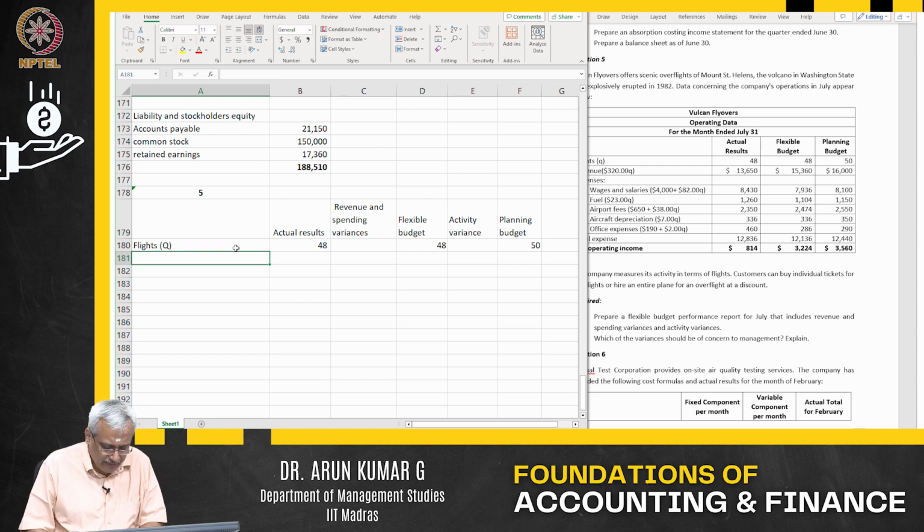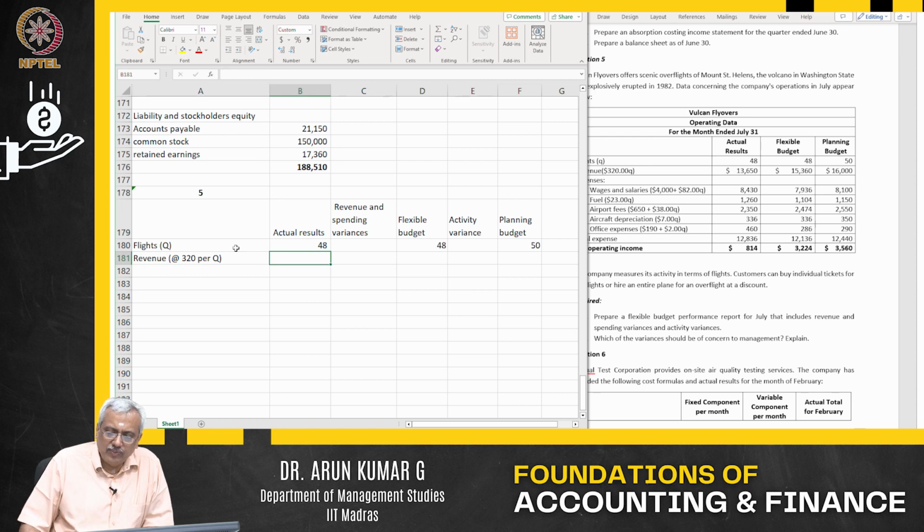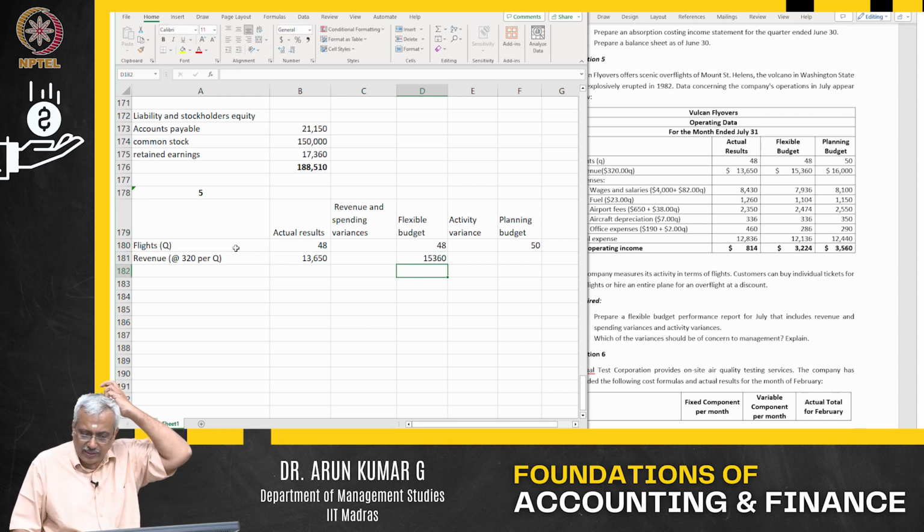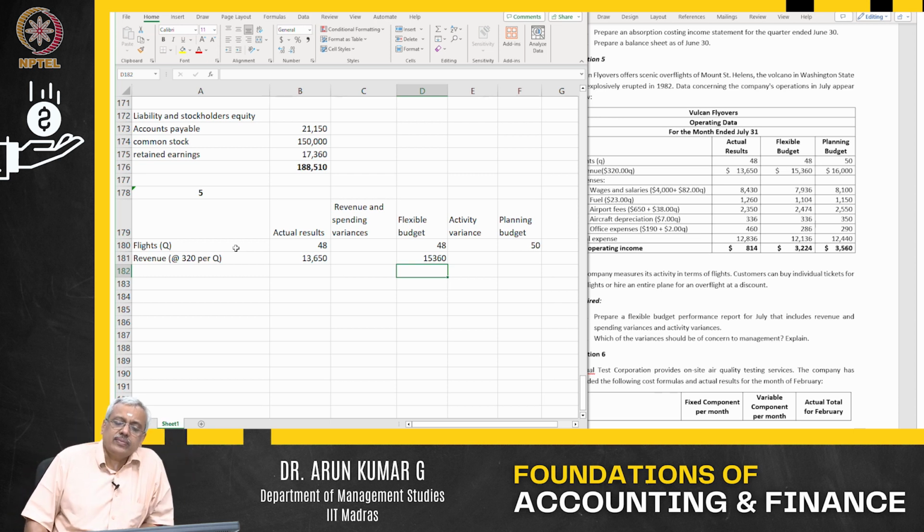Now let us look at revenue at 320 per Q. What is my actual result? My actual result is 13,650. What is my flexible budget? What should have been there? It should have been 48 into 320, so I should have got about 15,360. What is my planned budget? My planned budget in this particular case is 16,000.